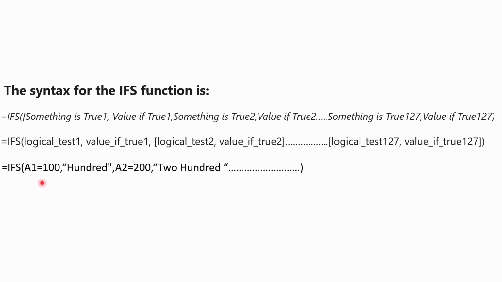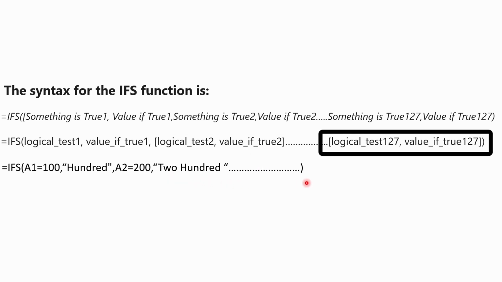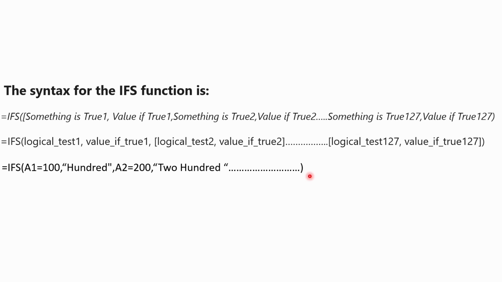Here is the example. If the logical test 1, A1 is equal to 100, and the value is true, the system should write 100. In the second condition, A2 is equal to 200. If the value is true, the system should write 200. In this way, we can write 127 conditions in the IFS function.